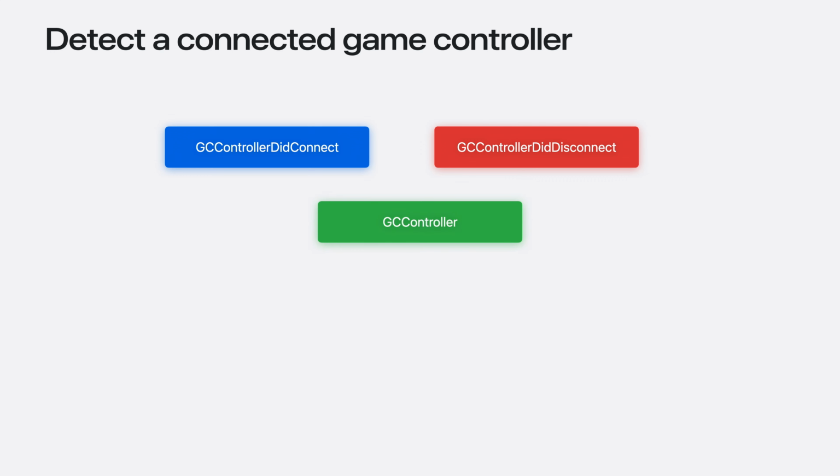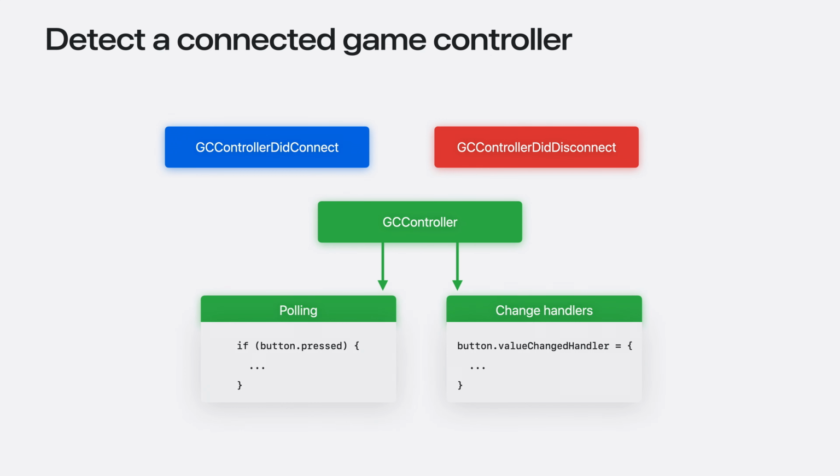Once you receive the alert that a game controller is connected, you can poll the state of specific buttons on the controller. Or if you prefer, you can set up change handlers so you get notified when input state updates. Input from keyboards and trackpads has the same flow. Listen for their connection, and then either poll them for input or set up change handlers.